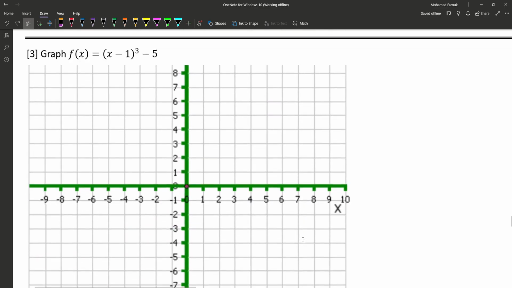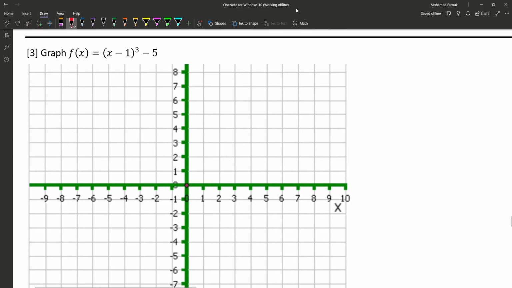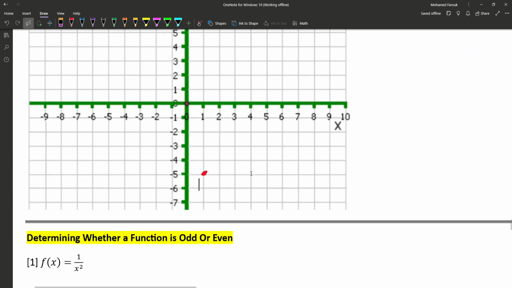Next one, cubic. So remember how to draw cubic function. It's like this. Okay, and our center point here is 1 and -5. Invert the sign of the number beside x and keep the sign with the number of y. So it will be 1 and -5. It will be here. To draw it, just do it like this.